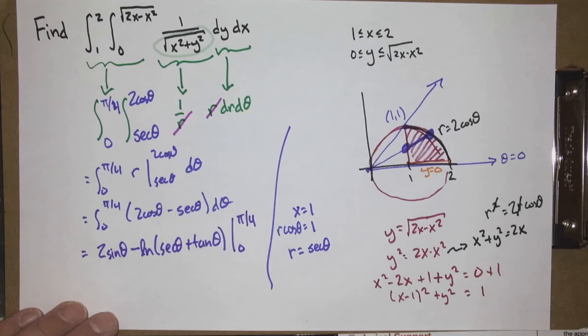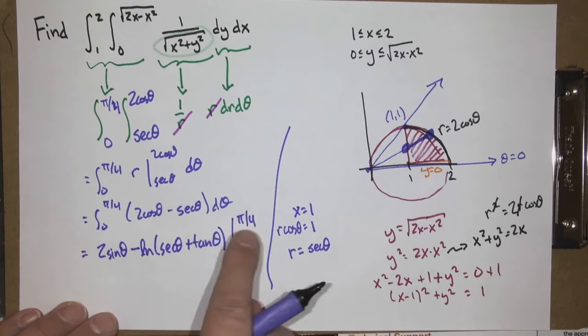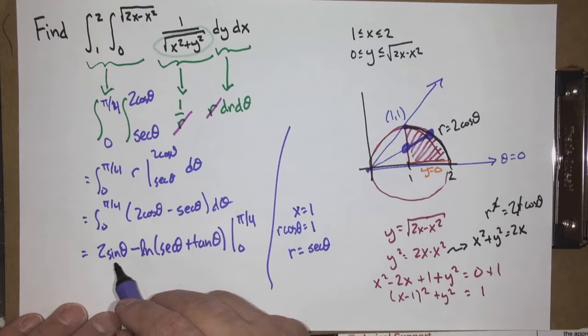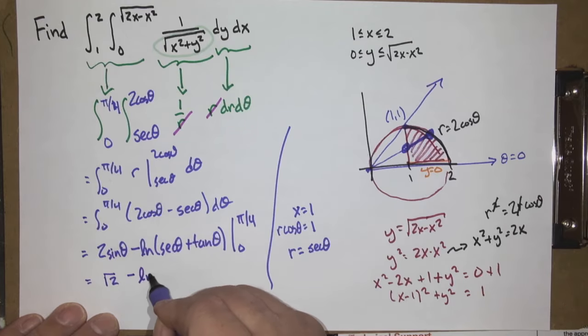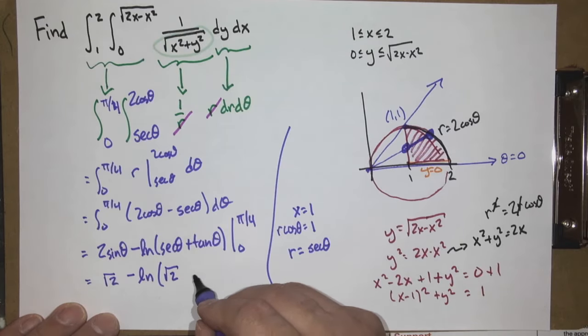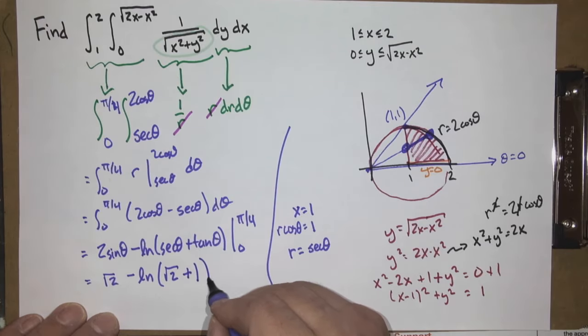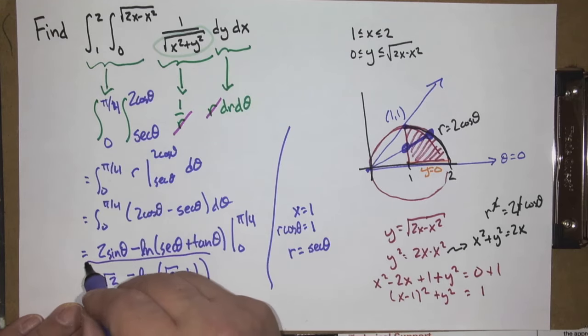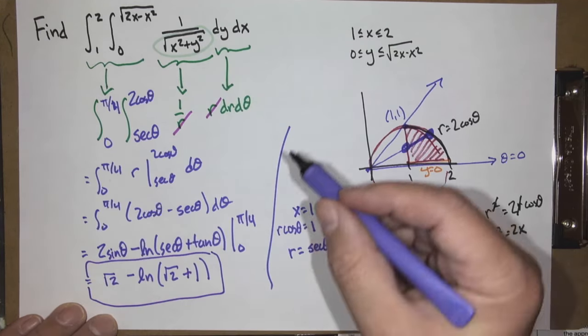I know we're basically out of time. But 2 times sine of pi over 4. Do you know that? Square root of 2 over 2 times 2 gives us square root of 2. Secant of pi over 4. Anybody know that off the top of their head? Square root of 2. Tangent of pi over 4? Oh, come on. Tangent of pi over 4. 1. Yeah, because arctangent of 1 is pi over 4. If you plug in 0, you get 0, which means that's the answer.